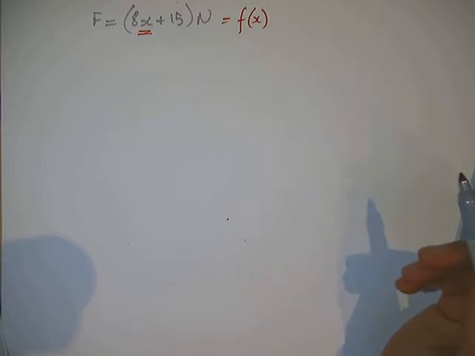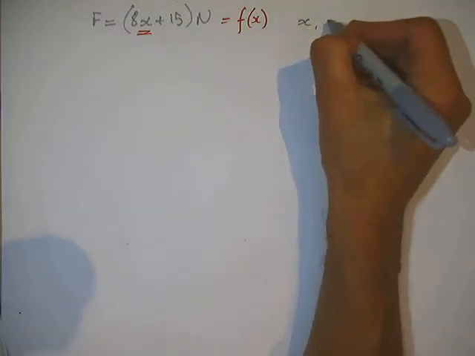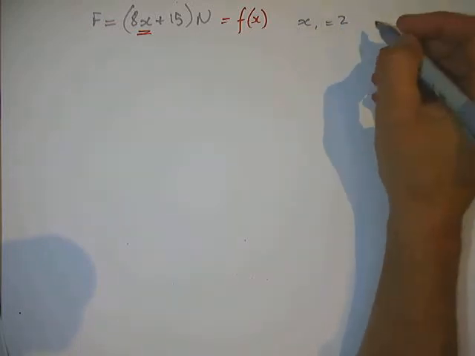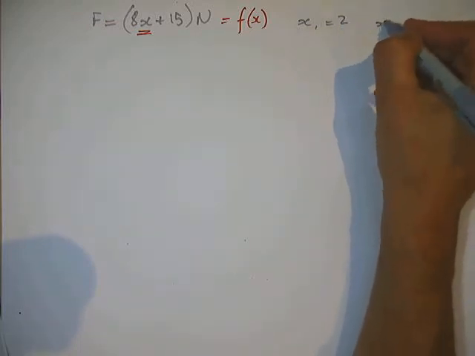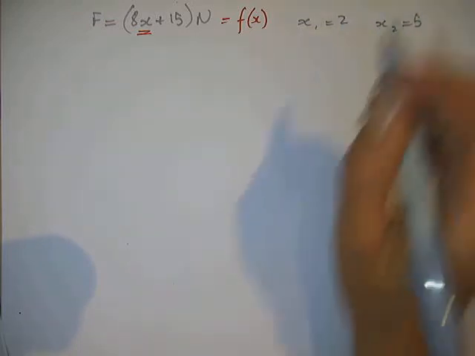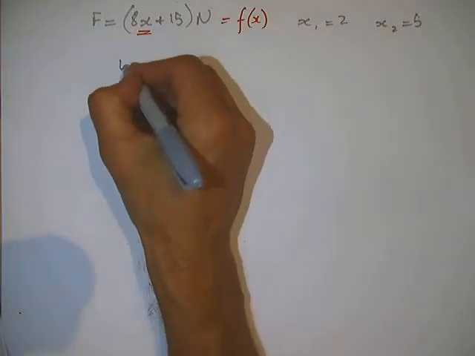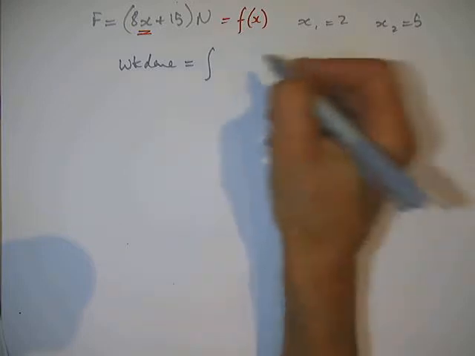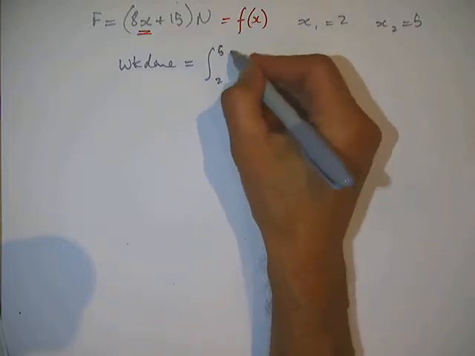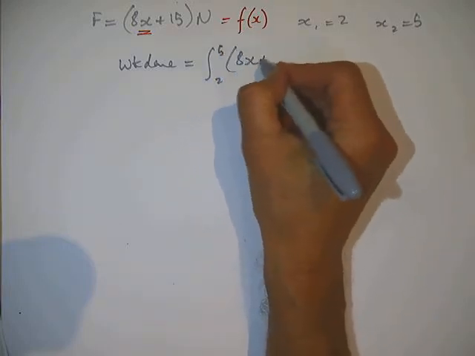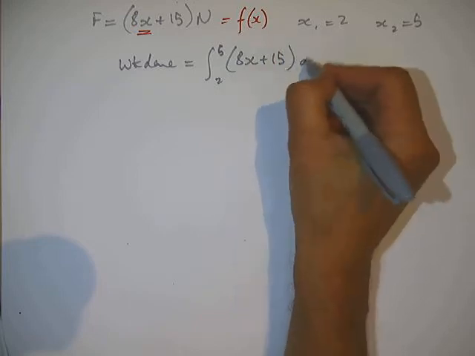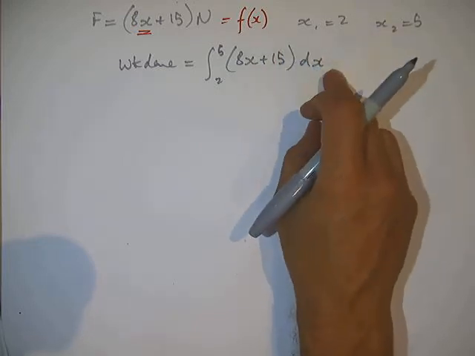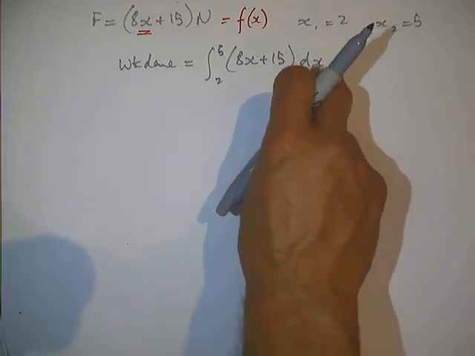That displaces an object from 2 meters to 5 meters. The work done by that force is the integral between 2 and 5 of 8x plus 15 with respect to x. Don't forget the with respect to x bit.